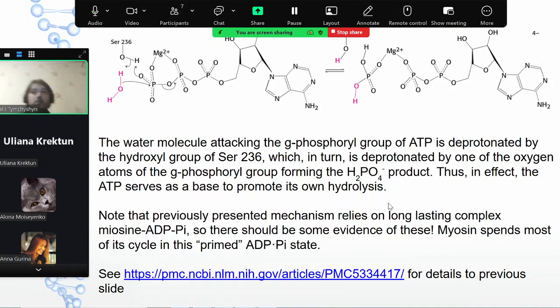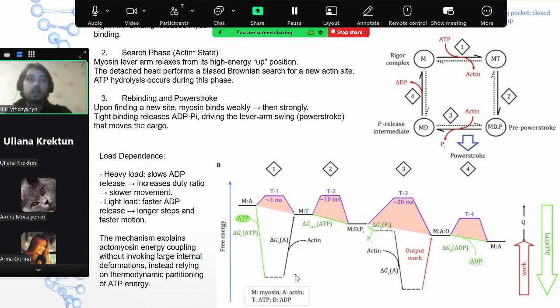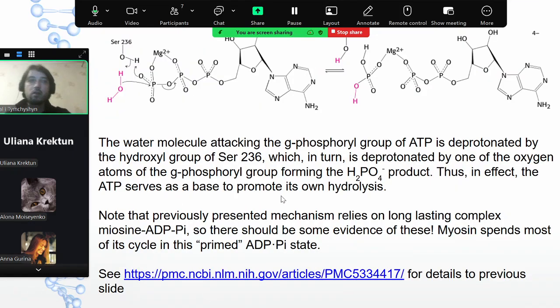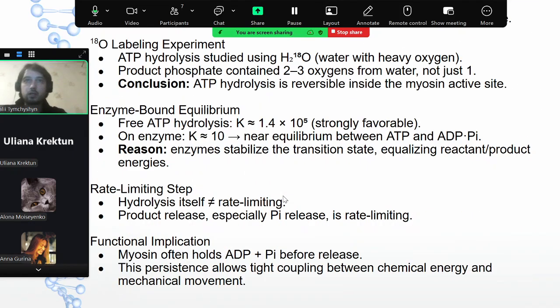Note that the presented mechanism relies on a long-lasting complex of myosin, ADP, and inorganic phosphate. So there should be some evidence of this. Because myosin spends most of its cycle in its primed ADP and inorganic phosphate state. And here is a link for you. That's the article that contains these sort of nice pictures. So you can go there and read even more details if you need some more explanation.